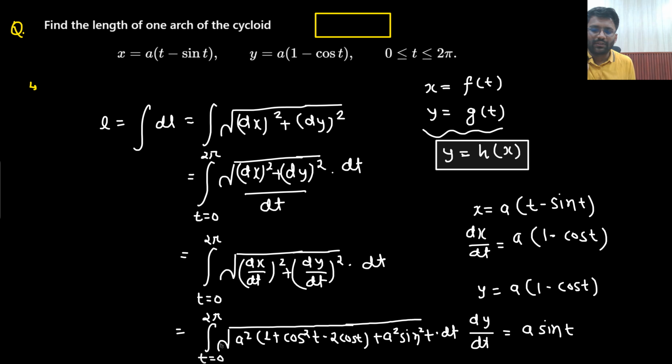Here it might be written as 8a, which is wrong. 8 into mod of a should be written. Whatever the value of a is, positive or negative, 8 into mod of a would be the answer. Okay. The answer will be 8 into mod of a.